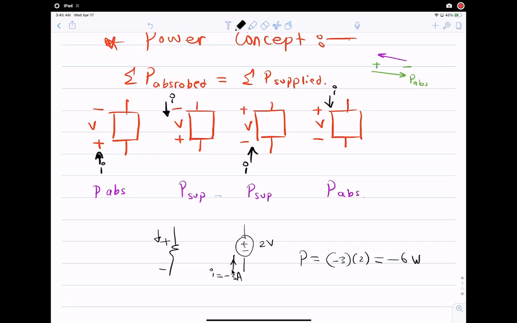Now, if I'm looking at this, I'm moving from a low potential to a higher potential. That means it's supplying. But a negative power, I can convert it to a positive power, and if I do so, I have to switch the word. What's the opposite of supply? Absorbed. So a negative 6 watt supplied equals a positive 6 watt absorbed. And this is the trick that we'll be seeing next video.